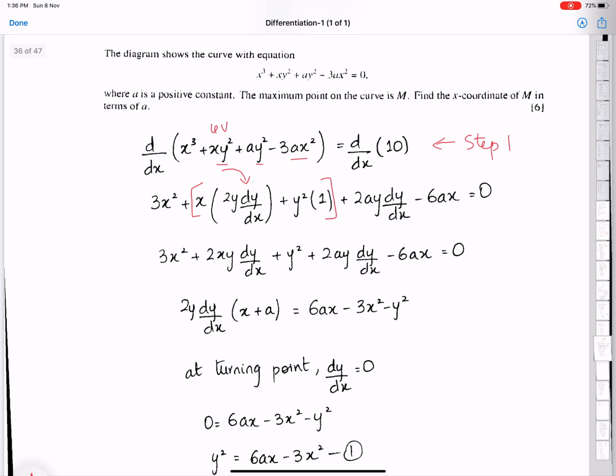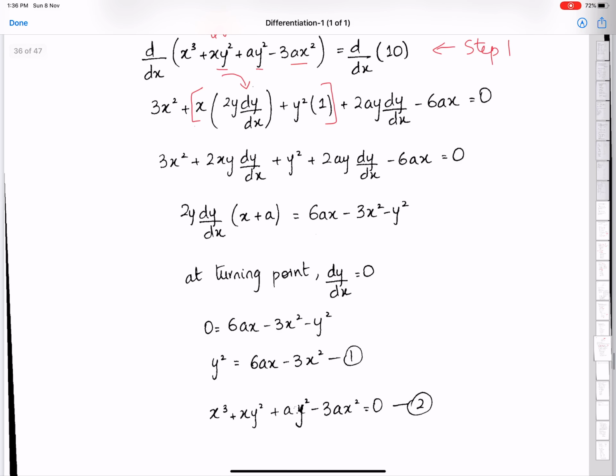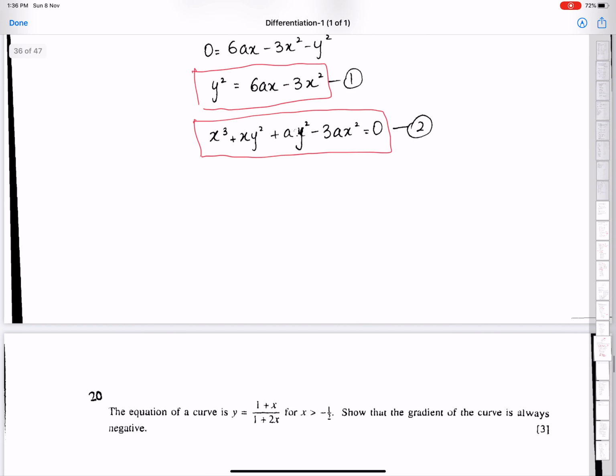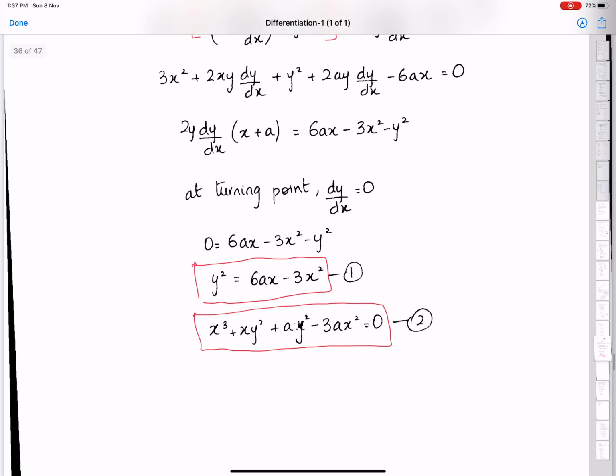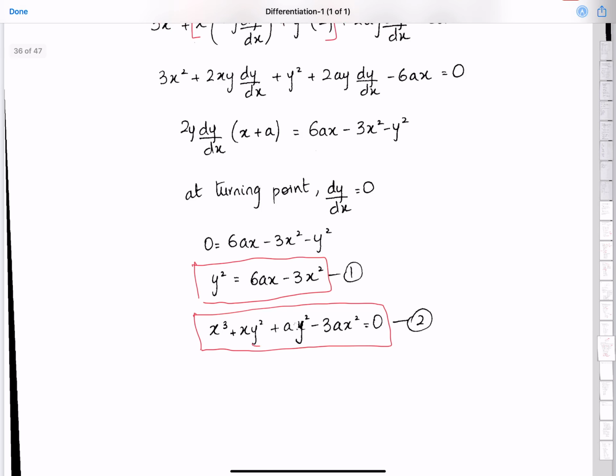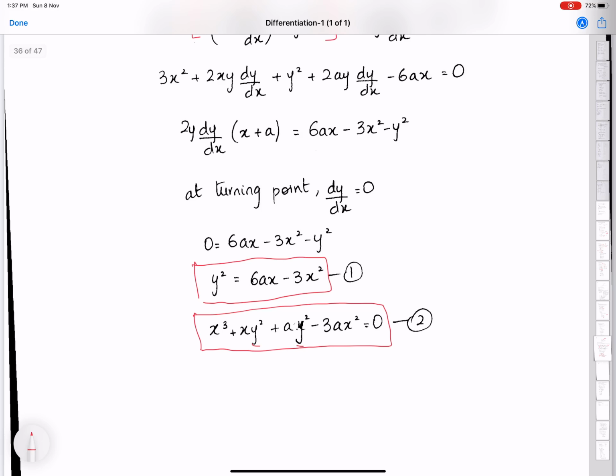So for maximum point, we need to equate gradient to 0. Therefore, y square is 6ax minus 3x square, and the equation of the curve, let's suppose, is equation 2. We need to solve these two equations simultaneously for the x coordinate of the turning point. So by substituting this y square here and here, we can get the x coordinate.